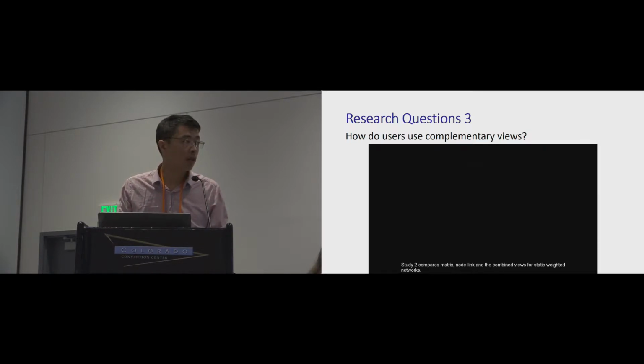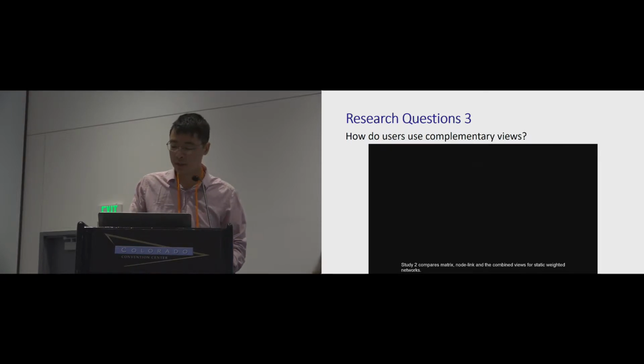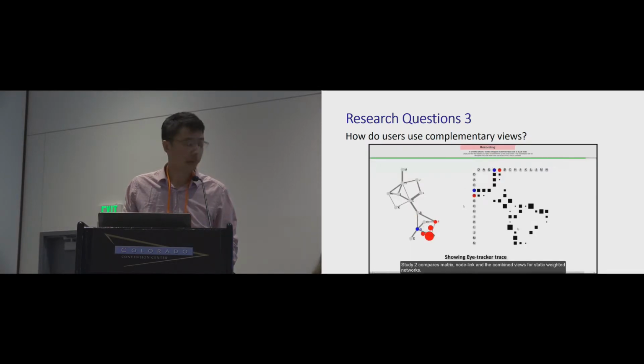So we recorded all their eye contact and attention span using an eye tracker. Let's take a look at one user's eye tracking recording for a trial. This user used both views to solve the question, but he stuck to the node link view first, then switched to the matrix view to double check.